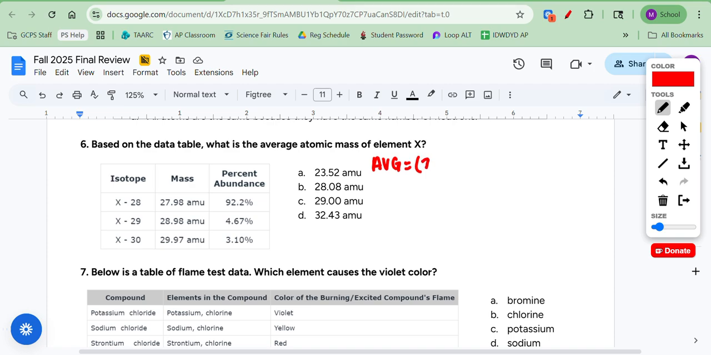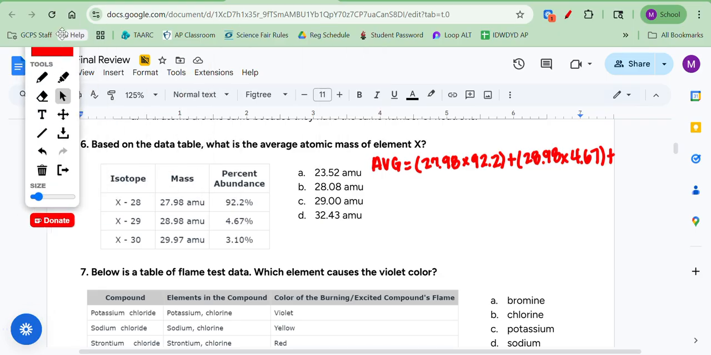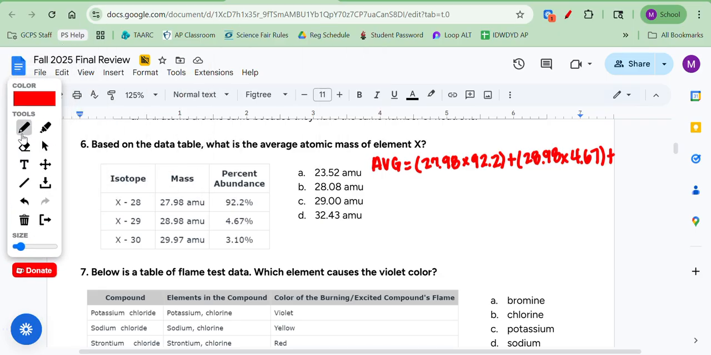We're going to take our mass number from row 1, 27.98. We're going to multiply it against 92.2, plus our second mass number of 28.98 times our second percent abundance, which is 4.67. And then we're going to add on our last isotope's data, which is 29.97 times 3.10. Now we're going to add all of those values together using our calculator.